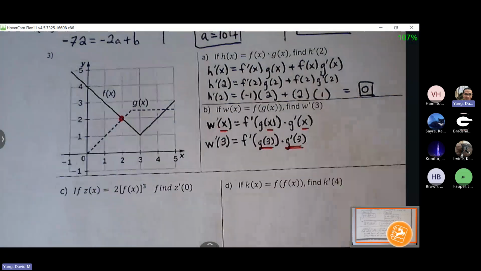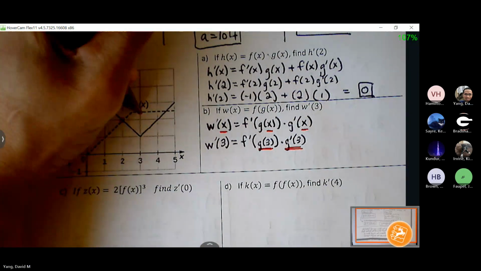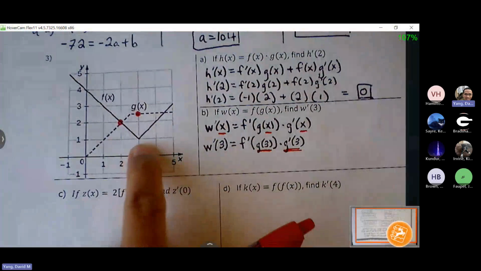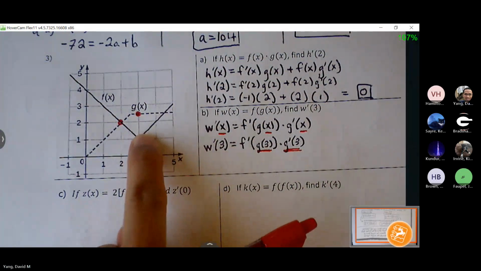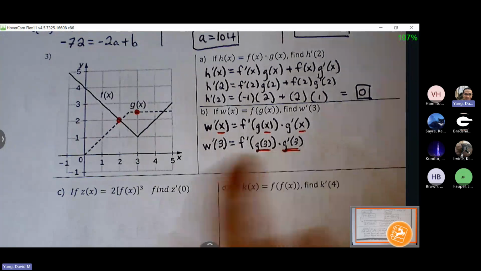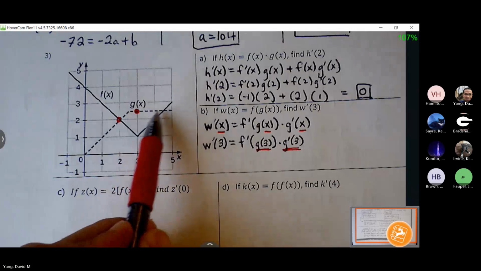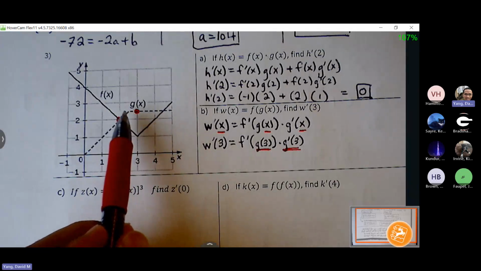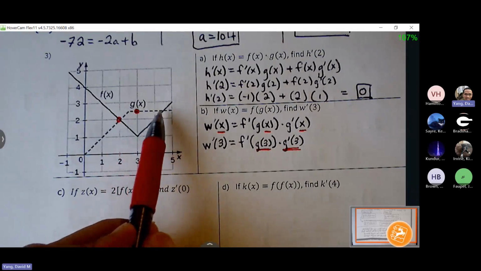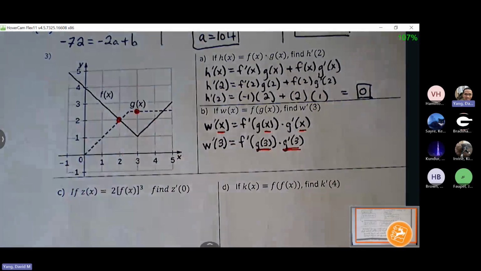Okay, so g of 3 is asking for the y value of the g graph at 3. What's the y value of the g graph at 3? I know it's a decimal value, but we can kind of estimate, right? 2.5. It's between 2 and 3, so 2.5.